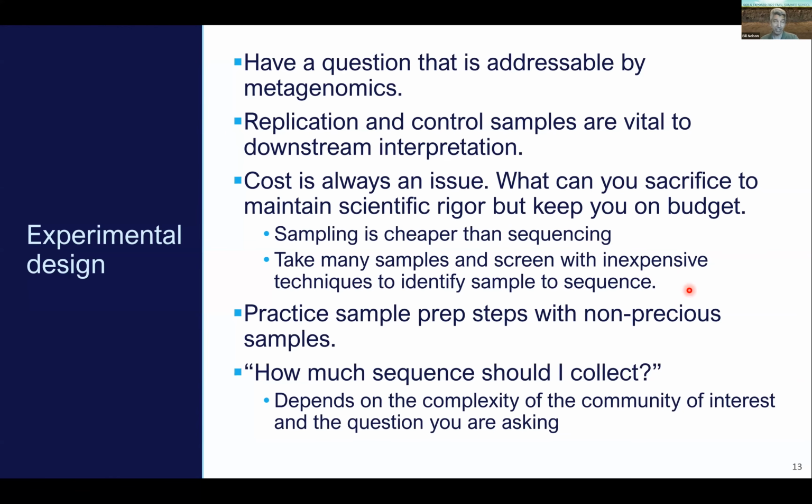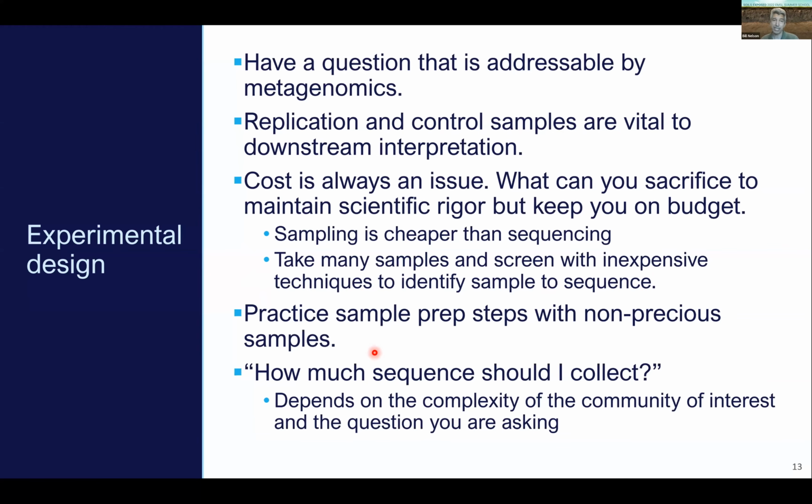Sampling is cheaper than sequencing, so don't be afraid to take more samples than you think you're going to end up running through shotgun sequencing. Just figure out ways that you can screen those samples with less expensive techniques to identify the samples where it looks like the most interesting things are happening in terms of your community composition, and then target those for the more expensive sequencing and analysis steps.